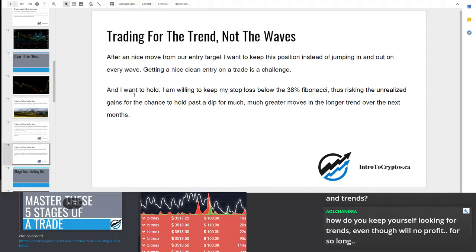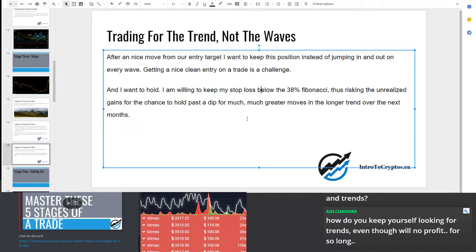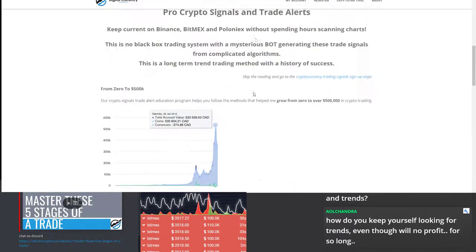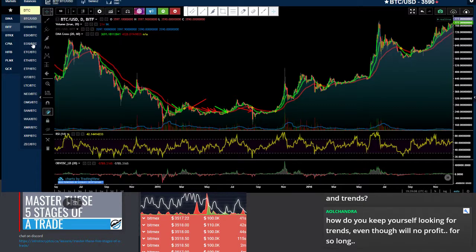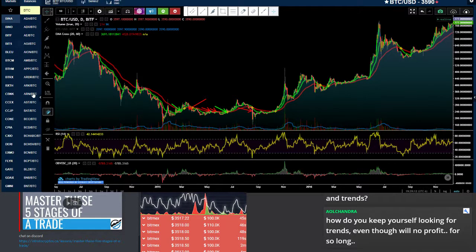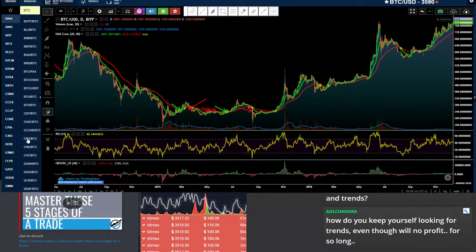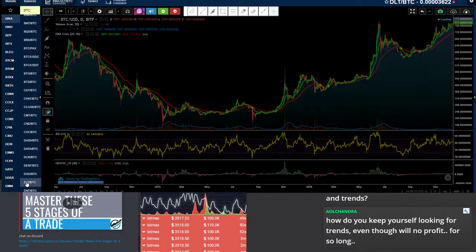And so the 5 stages of a trade. This is where I'm leaving all my stop losses below those levels. And so if we go back to here, this isn't the prettiest page, but DLT is at 122%. This is our entry. And let's go over to Binance. DLT.